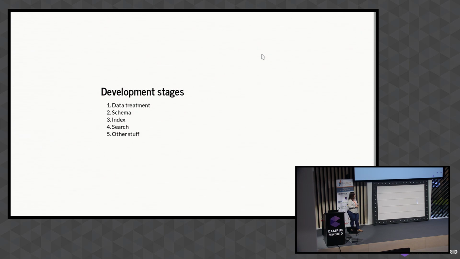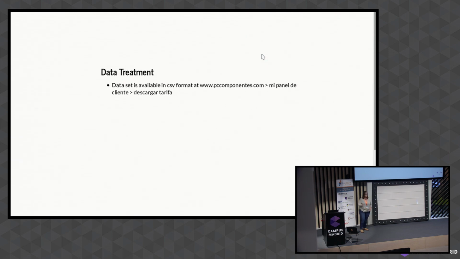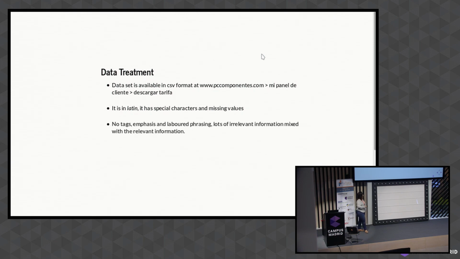While I was analyzing the project, I already defined these 4+1 stages. The first one was the data treatment, and I will explain why this was very important for me. The slides will be available and also the notebook at GitHub, but you can try to do it with the dataset available at the client panel. It is a CSV format. Unfortunately, everything is in Latin. It has special characters, missing values. Also, I didn't have any tags in the database. There is a lot of emphasis and irrelevant information mixed with the relevant information that I needed. So I had to work a lot and have a lot of fun in that month.